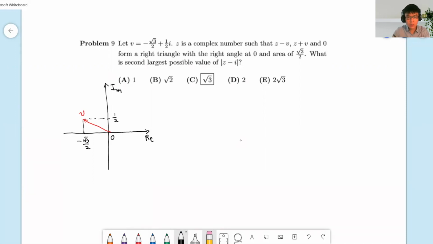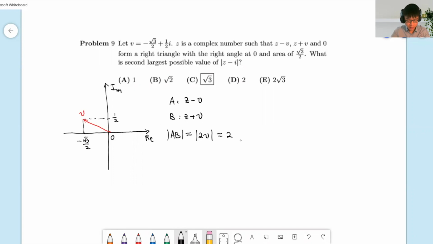And next, we see that one side of this right triangle is formed by z minus v and z plus v. Let me denote the point z minus v by A and z plus v by B. And of course, the origin is the right angle vertex. Now we see the length of AB, which is the hypotenuse. Length of AB is basically equivalent to the modulus of B minus A, 2v. And we know this is 2 because v has modulus 1.